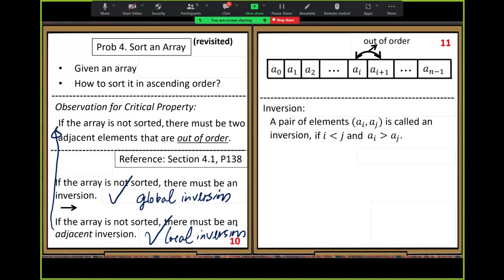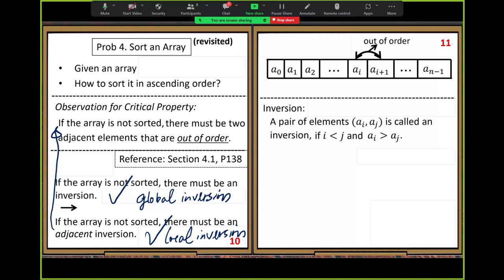But we know checking local inversion is much easier than checking global inversion, right? For global, you need to consider all the possible pairs, a large number of pairs. For local inversion, there are much fewer pairs to consider. So much easier. That means our algorithm should be based on the local inversion, not global inversion, to make our new solution.